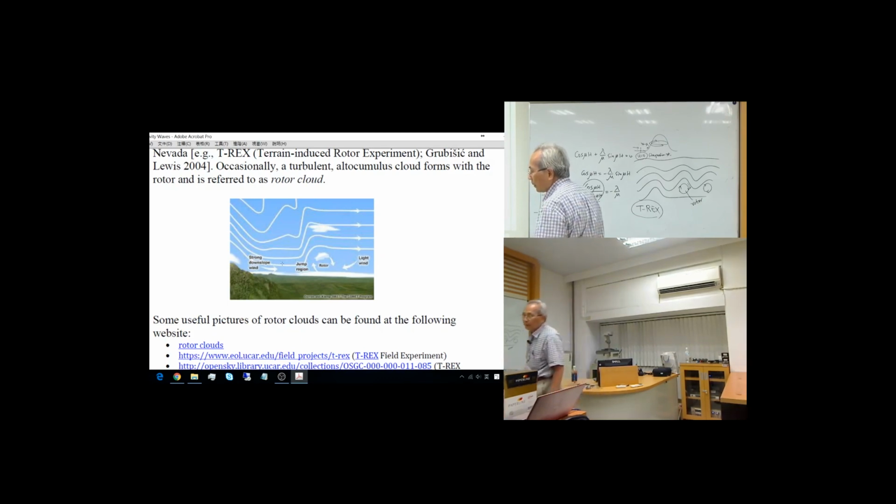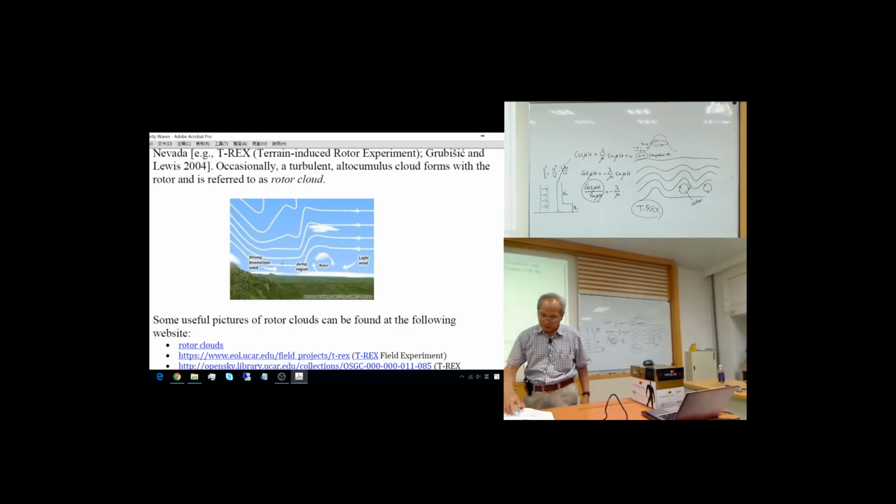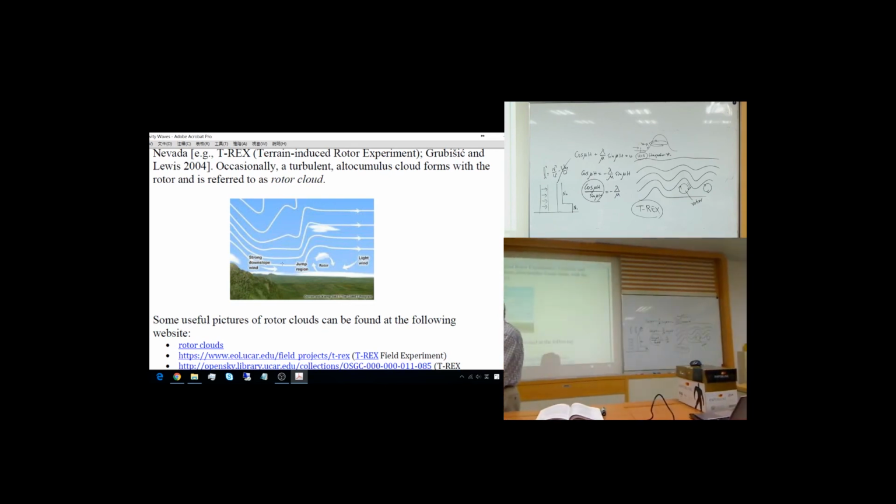So then chapter 8. Let's see. Oh, chapter 8, we are going to talk about nonlinear flow over mountains. Okay, so we go step by step.